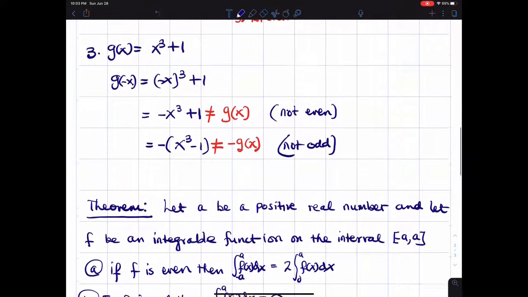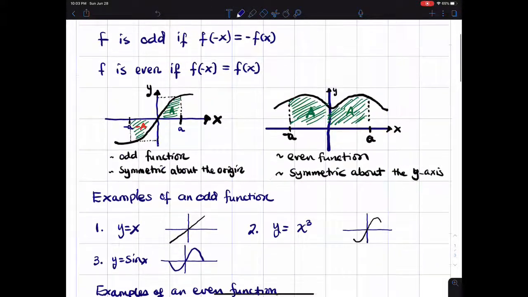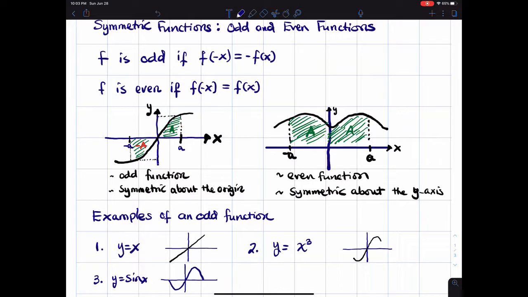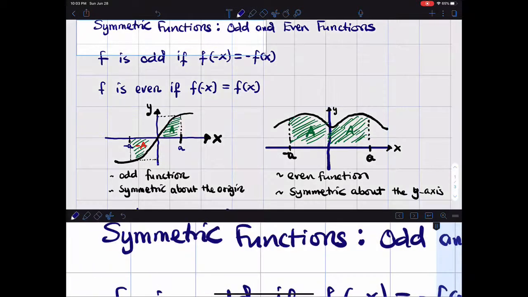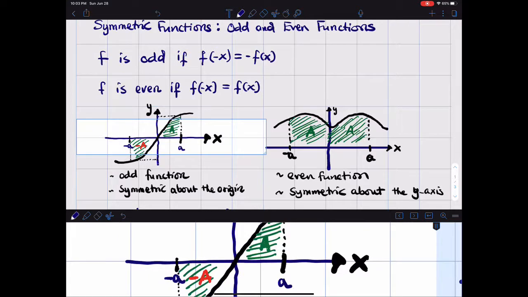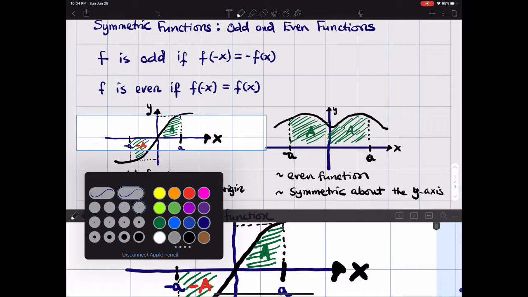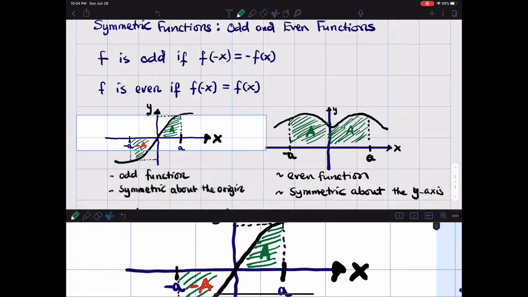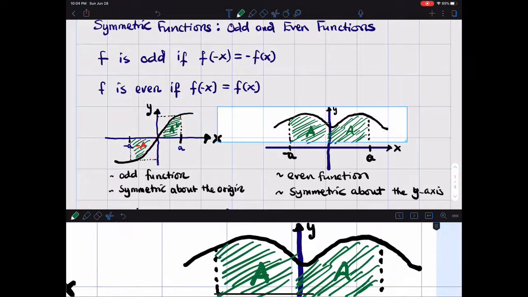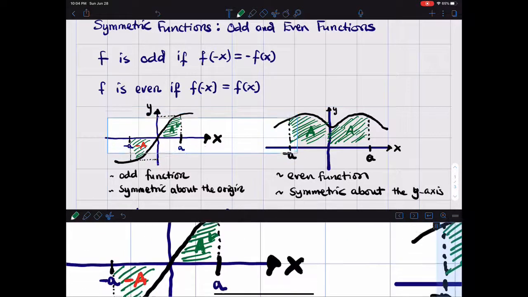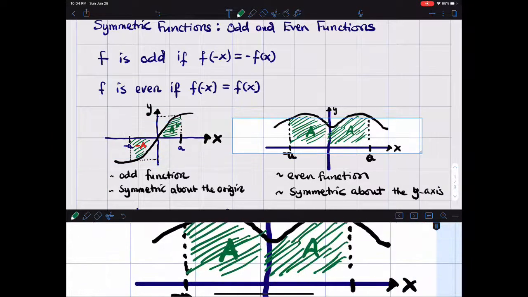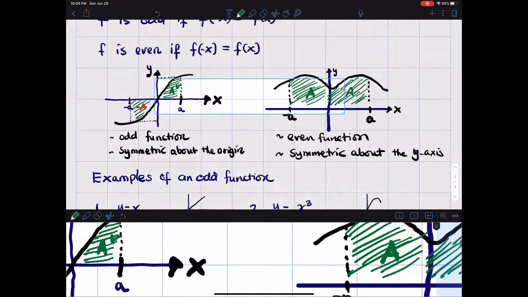So this is quite easy to see if you go back to our diagram. We talked about this before. If you look at the odd function, you have a positive area and then a negative area, right? But when you add them up, they're both equal in magnitude, so you get 0. For the even function, the areas are equal in magnitude and both positive, so if you add a and a up, you get 2a.